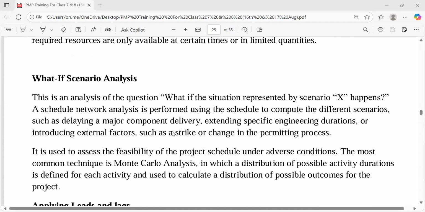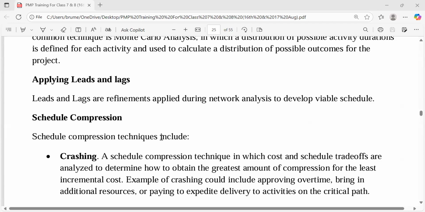So we've talked about the what-if scenarios, right? I've explained that this is an analysis of the question, what if the situation presented by scenario X happens? What if a schedule network analysis is performed using the schedule to compute the different scenarios, such as delaying a major component delivery? Let's move on. There are lots of other things. So we've talked about leads and lags.